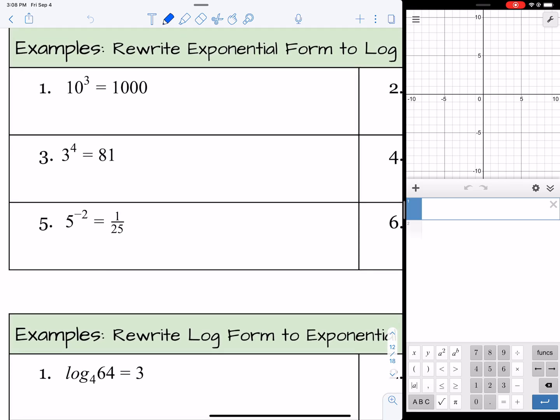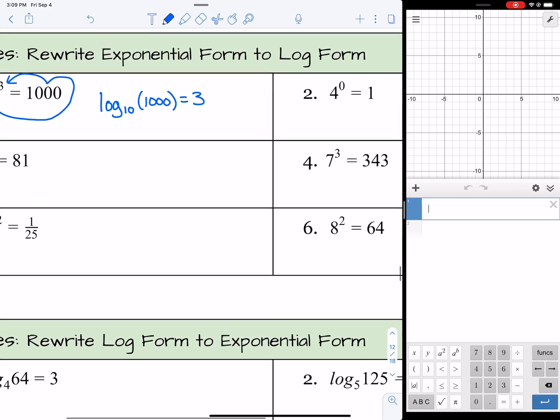To write 10 to the third power equals 1,000 into log form, you want to write log and then put the base of 10 right beside the log as a subscript. And you want to say log base 10 of 1,000, so that number comes next, is equal to the exponent, which was 3. So I used like a little cloud to help put everything in the right place.